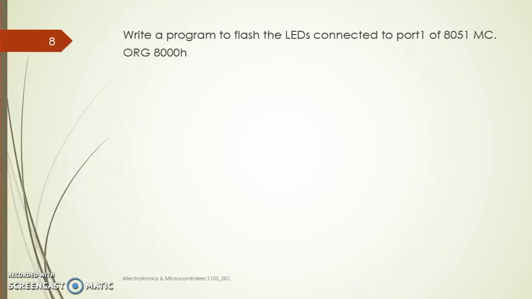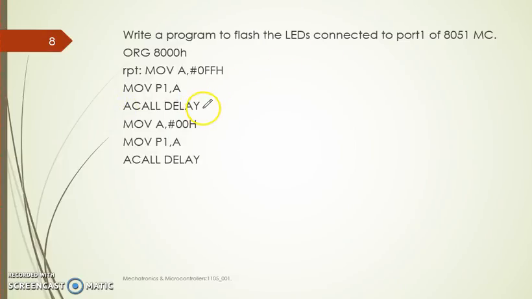ORG 8000H, we are indicating through the assembler directive where exactly the code is placed. MOV A, #0FFH, MOV P1, A. So you are sending logic high to port P1 and the LEDs will be glowing now. We would like to visualize it, therefore we call a small delay. Then MOV A, #00H, MOV P1, A. Again you are making logic low to all the pins, therefore the LEDs will be turned off. Call a delay. And we have to flash it continuously, therefore SJMP back to repeat.